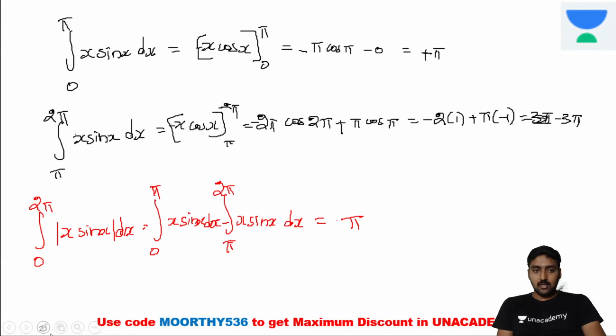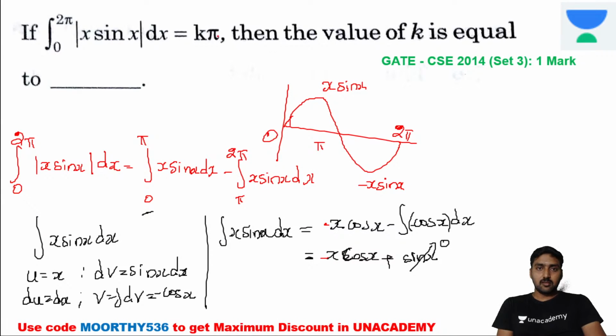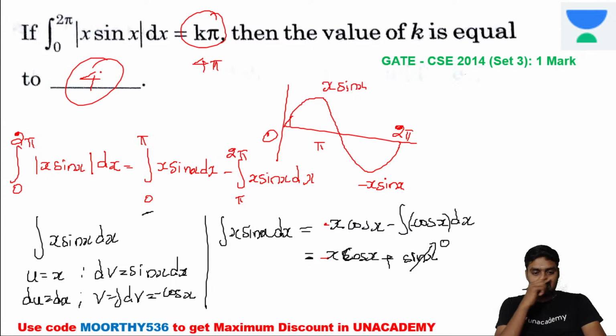Now the value is pi minus 3 pi, and its total is equal to 4 pi, right? So we need to compare. They are giving 4 pi, and the given value is what we need to identify, the value of k. It's equal to 4 pi. Therefore k is equal to 4. The value of k is equal to 4.